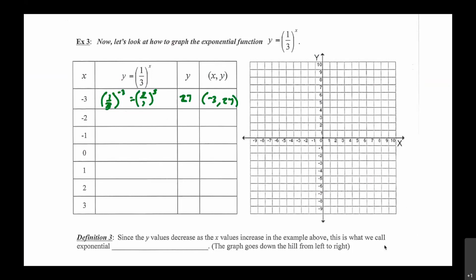Same idea for the next one. If I take 1/3 and raise it to the -2nd power, that's the same thing as 3/1 to the +2nd power. And 3 squared gives you 9. We'll do one more and then we'll see what the pattern is from here. 1/3 to the -1st power is the same thing as 3/1 to the +1st power. And 3/1 gives you 3.